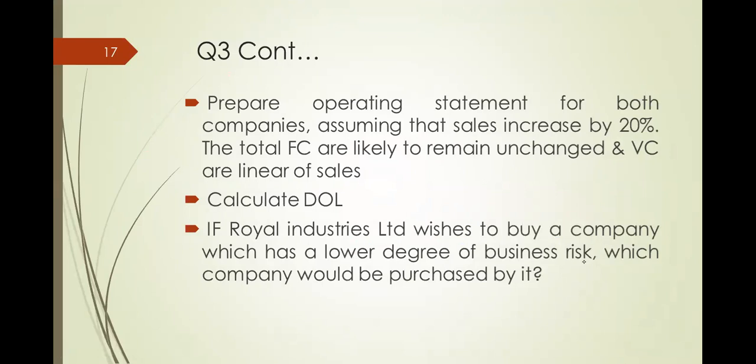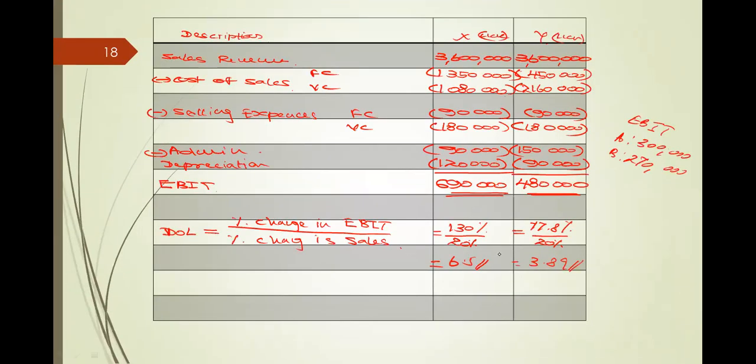Then if Royal Industries Limited wishes to buy the company which has lower degree of business risk, which company would be purchased by it? Then we can identify degree of operating leverage is lower in case of B. So we can recommend Royal Industries Limited should purchase Y Limited. Okay.